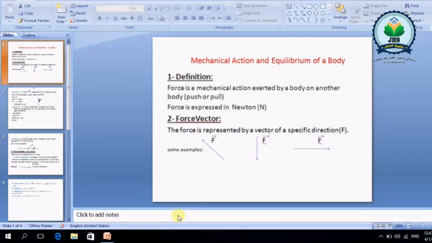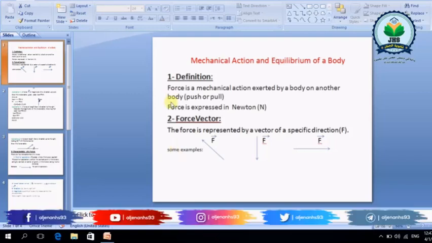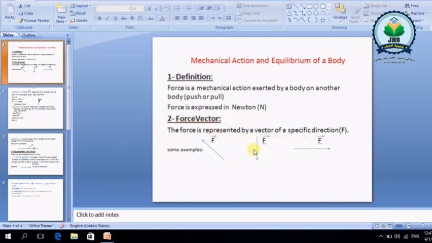Now, the second title is force vector. The force is represented by a vector of a specific direction. Each force can be represented or drawn as a vector as you see here, because each force has a specific direction. Like here, the force is directed up to the left. This force is directed downward. This force is directed to the right. Then they are represented as vectors.